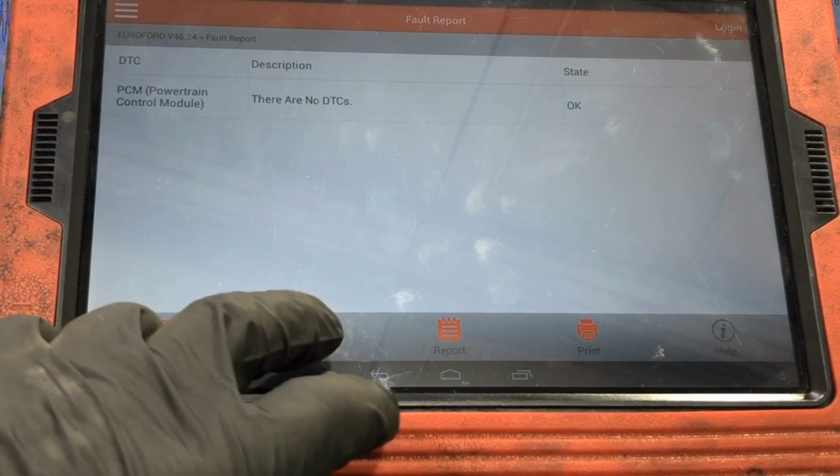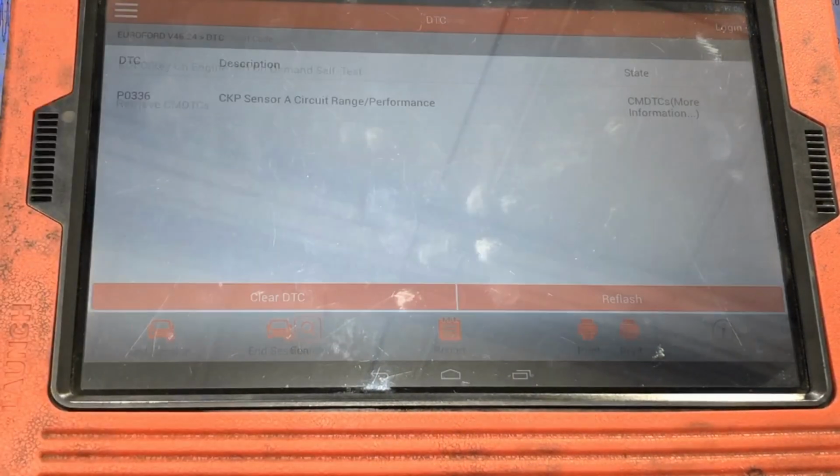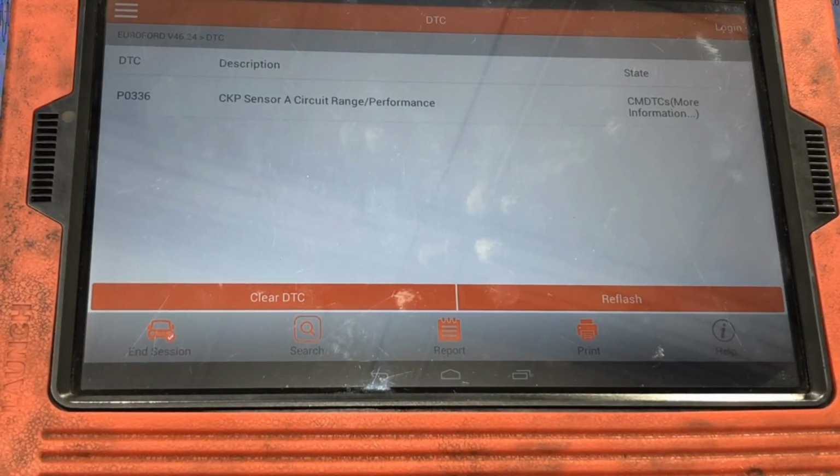So we'll just go back. And the DTC straight back again. So the engine ECU is obviously seeing an issue with the signal coming from the crankshaft sensor. So first of all, let's identify where the crankshaft sensor is and check to see if it's actually working.